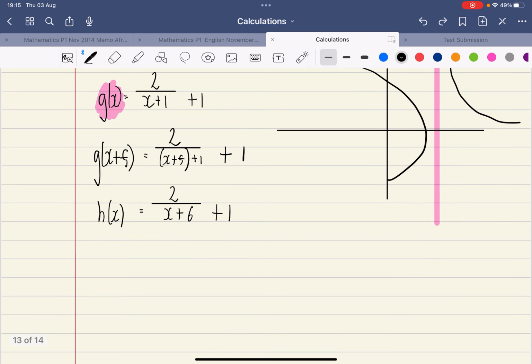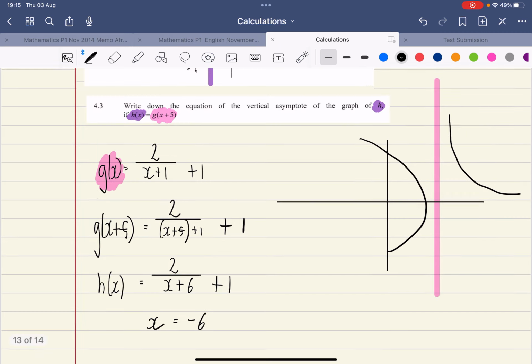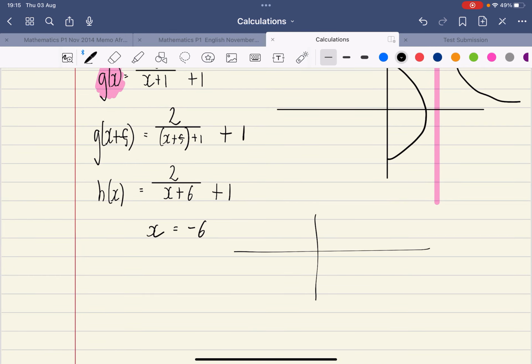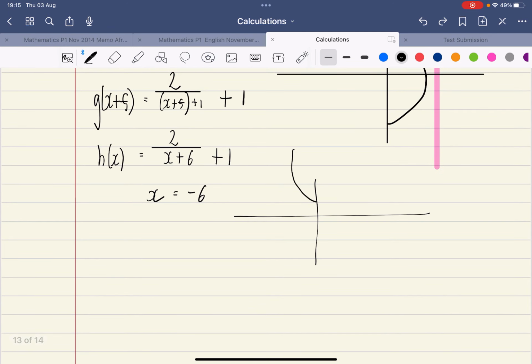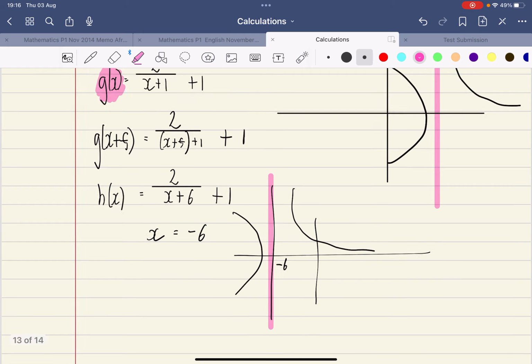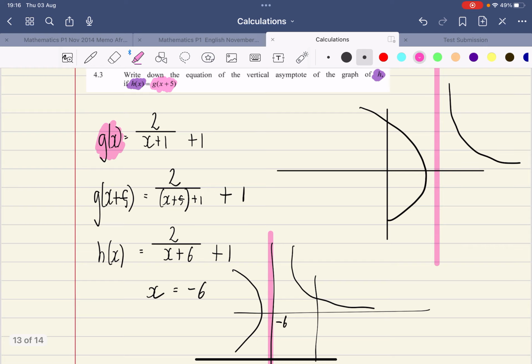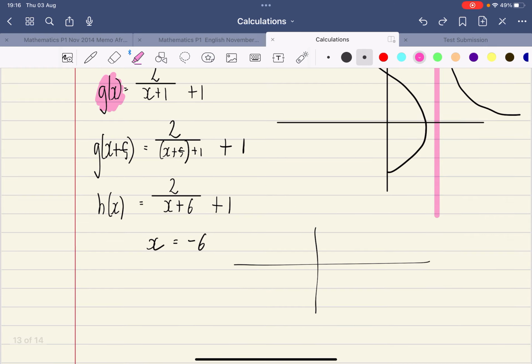The new vertical asymptote will be, we solve for x. x is equal to minus 6. So our x asymptote, our vertical asymptote, is now, I cannot draw, I apologize, like so, minus 6 over here. And that really is all we have to do for the question. You don't have to draw these graphs. I was just trying to illustrate what we're doing.